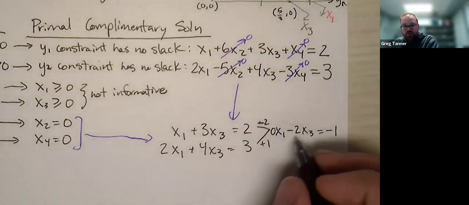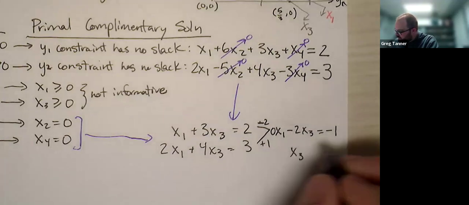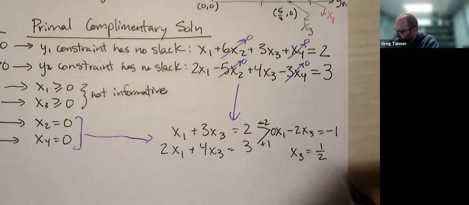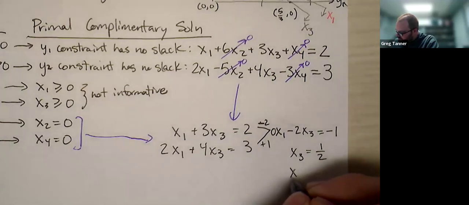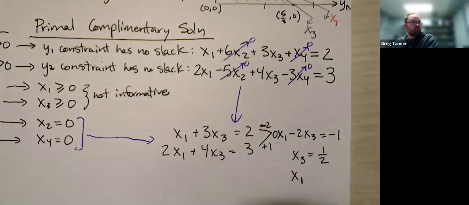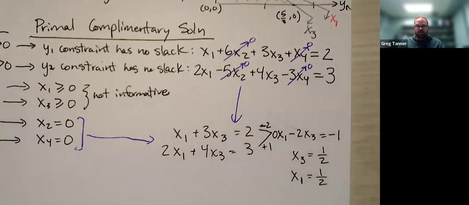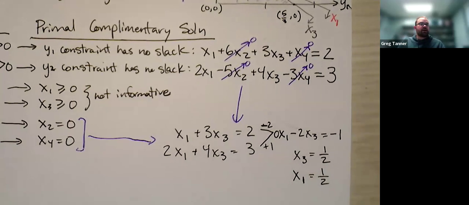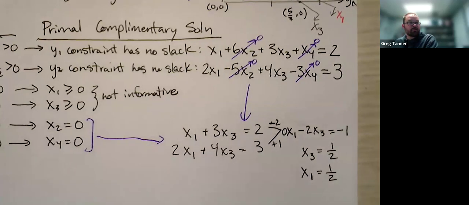And so negative 2x3 is equal to negative 1, or x3, if I divide by negative 2, is then going to be positive 1/2. And then I can plug that into either of these up here, and I'll get that x1. Let's see, I'll plug it in here. I'll get 3/2, subtract that over the other side, and I'll get that x1 is actually also equal to 1/2. Okay, and so my full solution to my primal problem is that x1 equals 1/2, x3 equals 1/2, x2 and x4 are equal to 0.